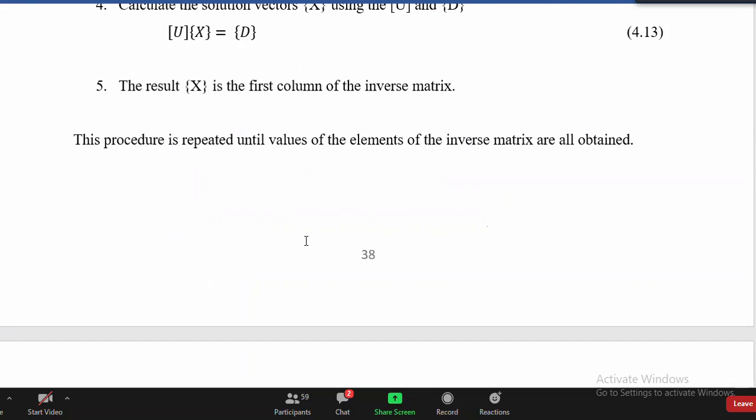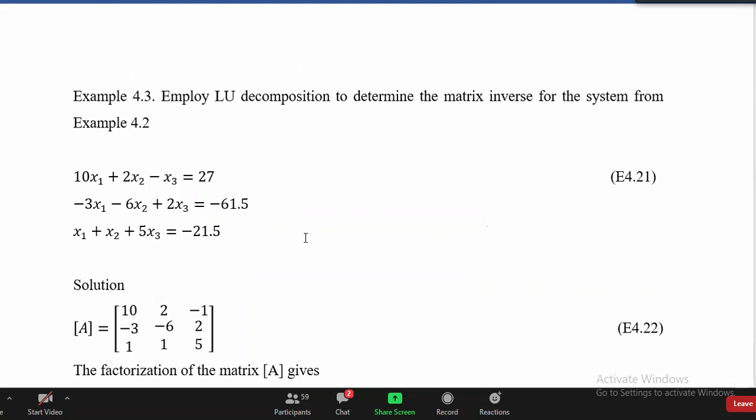Very simple. Look at an example here that we have done before up here.